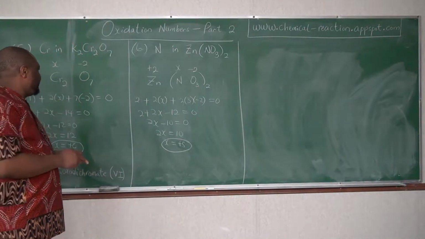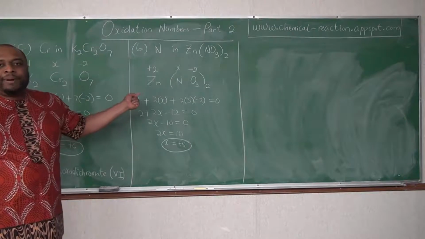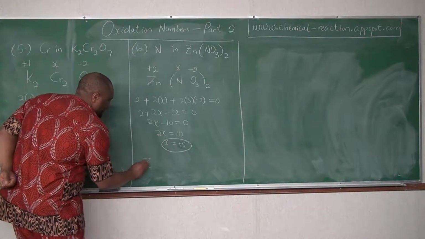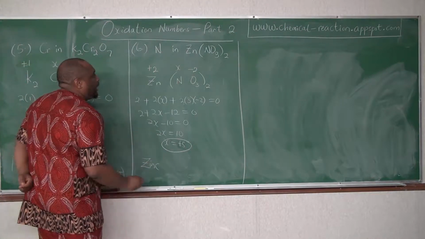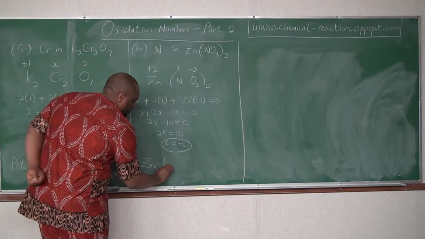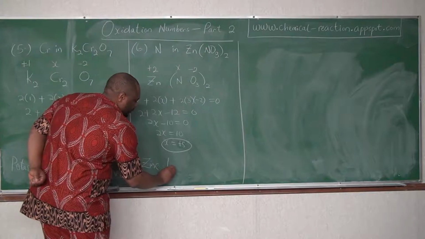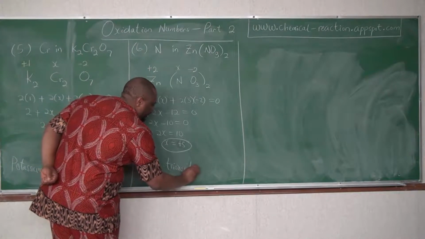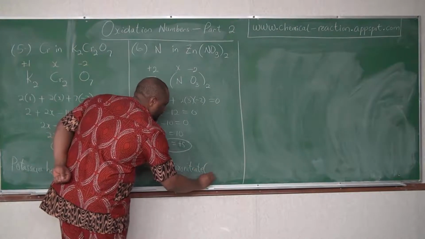So what is the IUPAC name for this compound? It is zinc trioxonitrate(5).